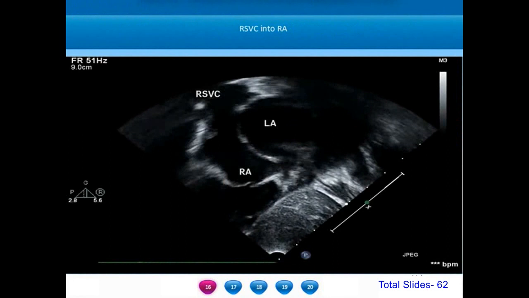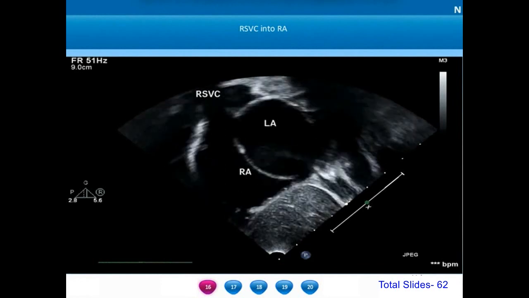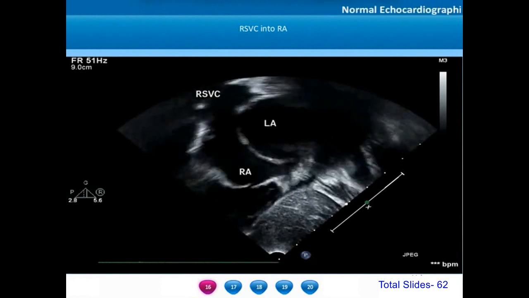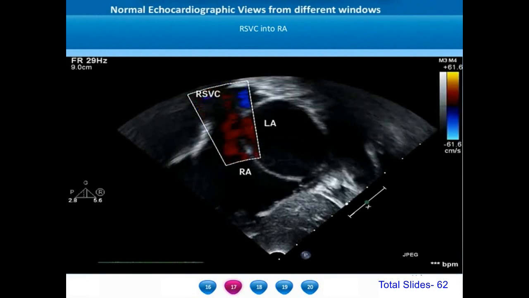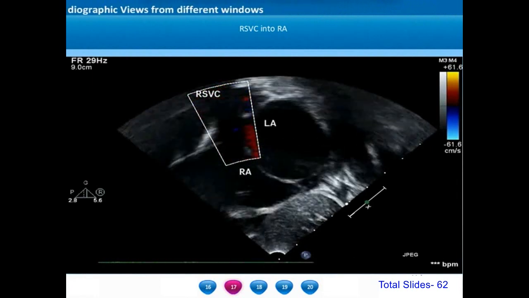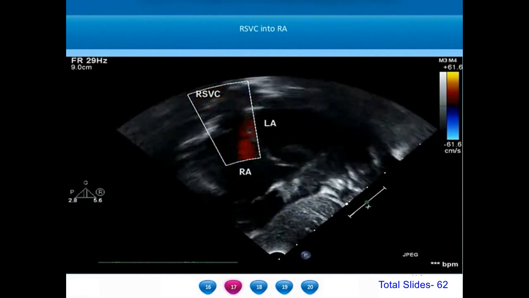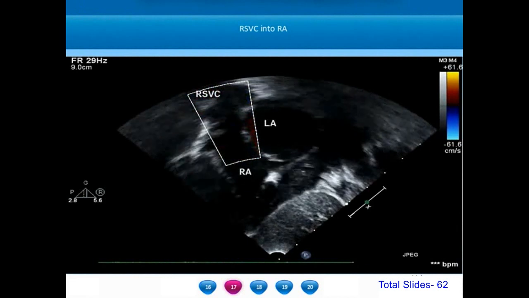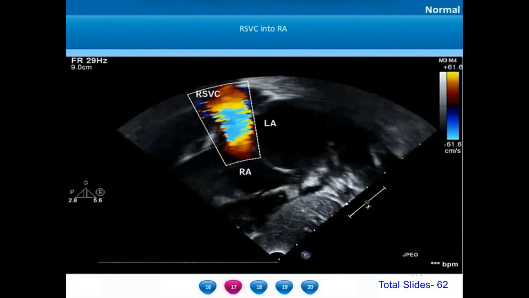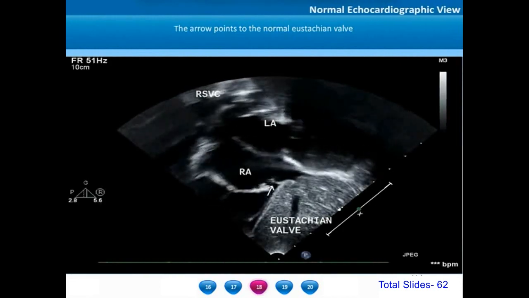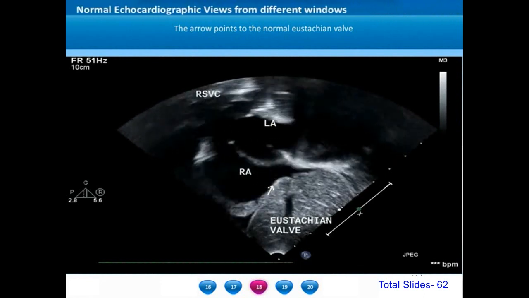After visualizing the right upper pulmonary vein drainage into the left atrium, on the same sagittal plane, if we make a little leftward sweep, we can identify the right superior vena cava entering into the right atrium. On color Doppler, we can confirm the flows from the right superior vena cava into the right atrium. Once again, notice that the end-on view of the right pulmonary artery is seen immediately posterior to the right superior vena cava. We can appreciate the entire intraatrial septum between the left atrium and the right atrium.